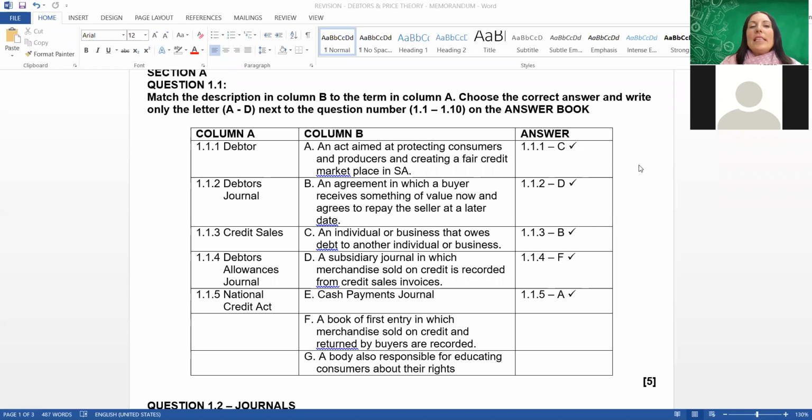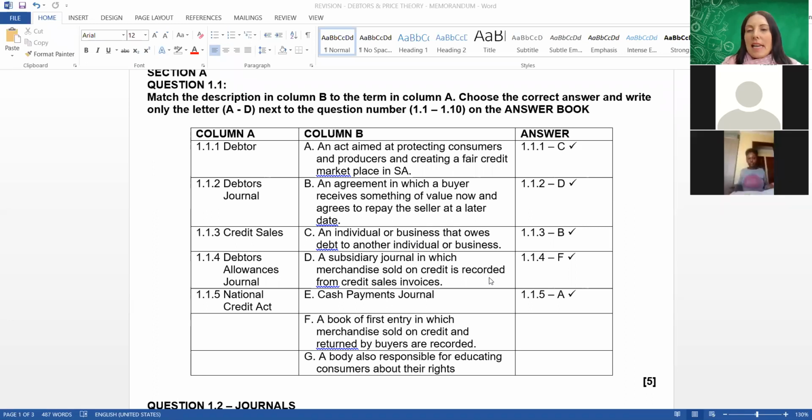Number 2, what is the debtor's journal? That is number D, a subsidiary journal in which merchandise sold on credit is recorded from credit sales invoices. 3, credit sales is B, an agreement in which a buyer receives something of value now and agrees to pay the seller at a later date. 4, the debtor's allowances journal is number F, a book of first entry in which merchandise sold on credit and returned by the debtors are recorded. So the returned part there.